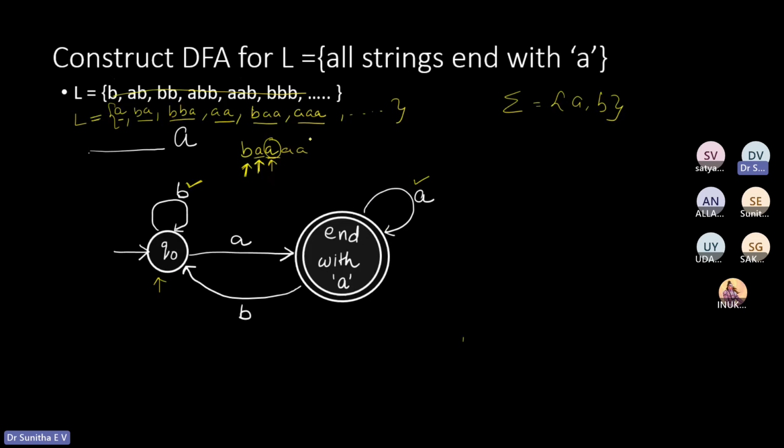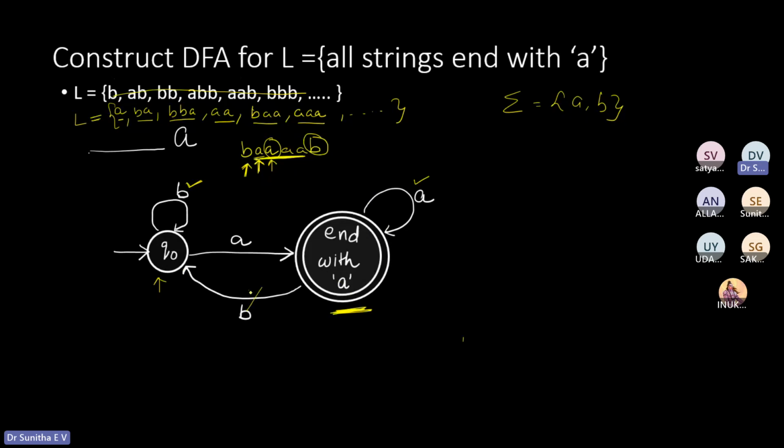What happens if we have a B at the end? For all these A's, we were in the final state. But when we find a B, we know that it is not ending with A. So we cannot remain in this state anymore, because it is not ending with A. So we move back to the initial state.